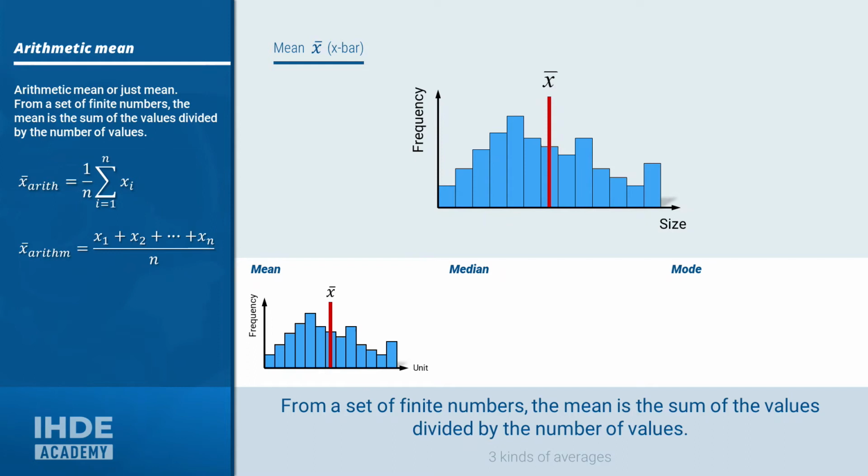Probably the most well-known mean is the arithmetic mean. The symbol for the arithmetic mean is an X with a horizontal bar above it. It's pronounced X bar. The mean value of a set of finite numbers is calculated from the sum of the values divided by the number of values.